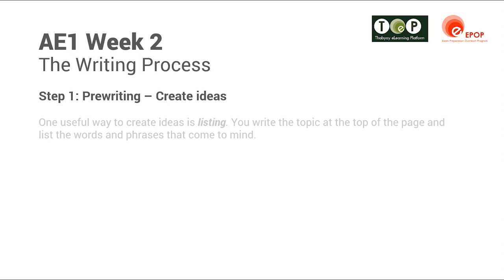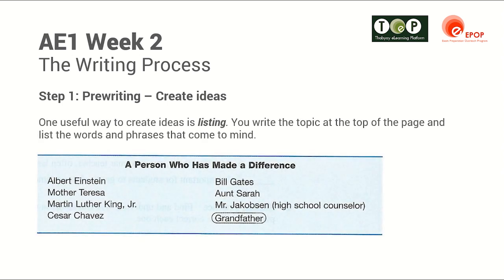Okay, so in step 1 or pre-writing, the purpose is to create ideas. And one very useful way to do this is listing. So you write the topic at the top of the page and you list the words and phrases that come to mind. It's similar to brainstorming.